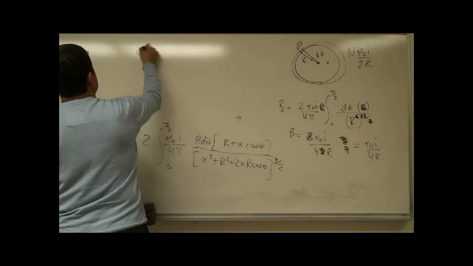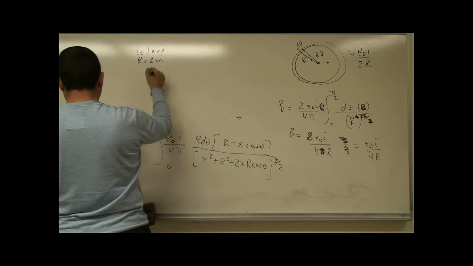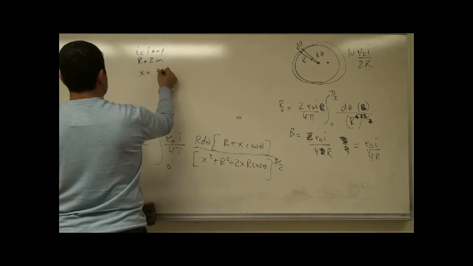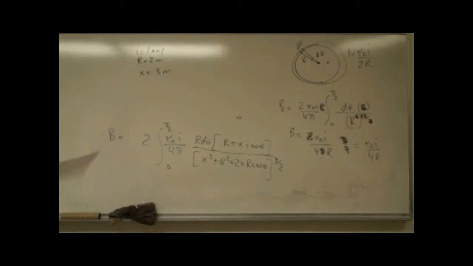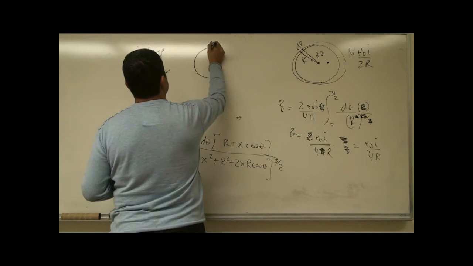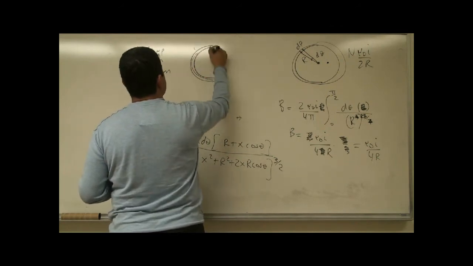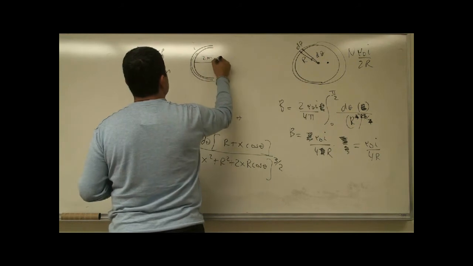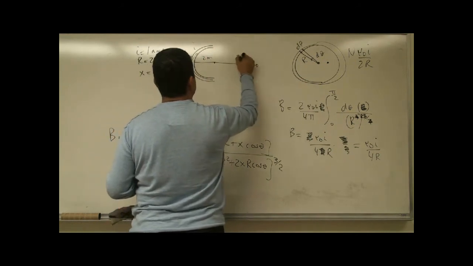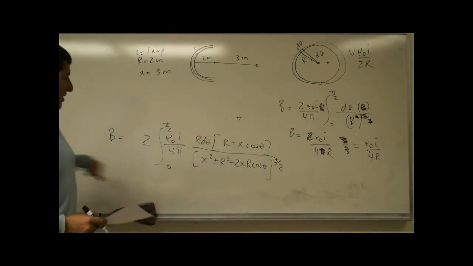Let's say the current is equal to 1 amp and the radius is equal to 2 meters. We can find out what the magnetic field is at x equals 3. So you go like this. The radius is 2 meters, and then 3 would be over here. Right? What would happen? Well, I would just use this equation basically, right?